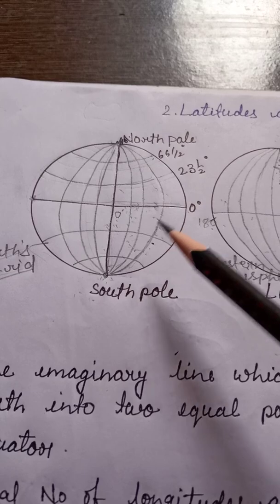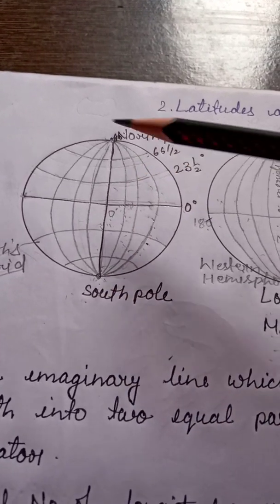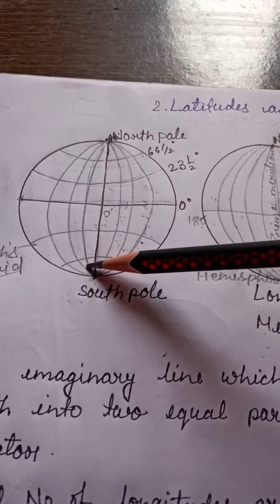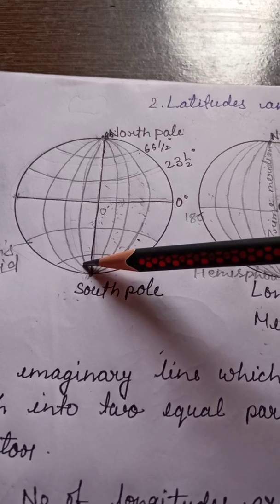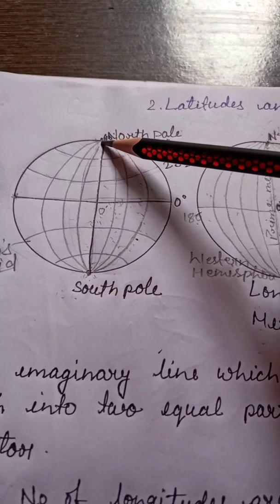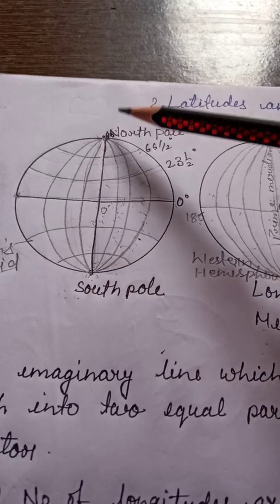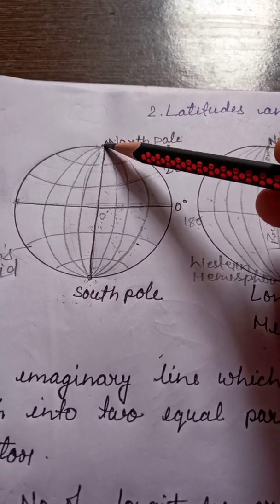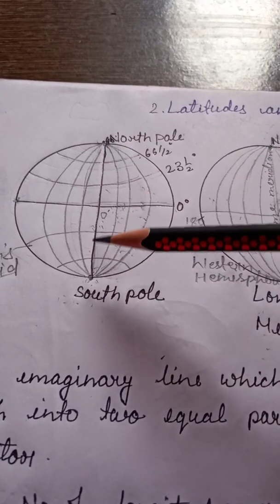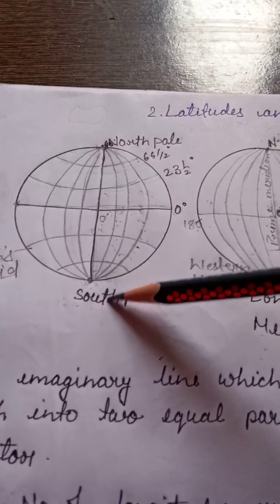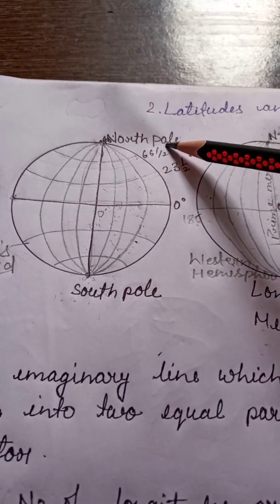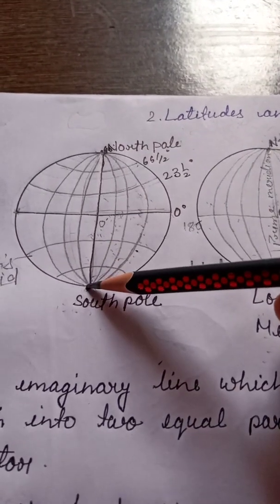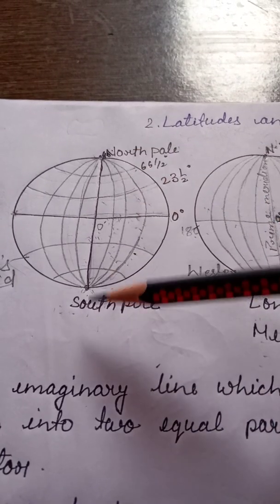Okay, so you can see here I have drawn a diagram. You know that the earth rotates on its axis. What is an axis? The axis is also an imaginary line, and the end points of the axis are known as poles. You can see here I have written North Pole and South Pole.